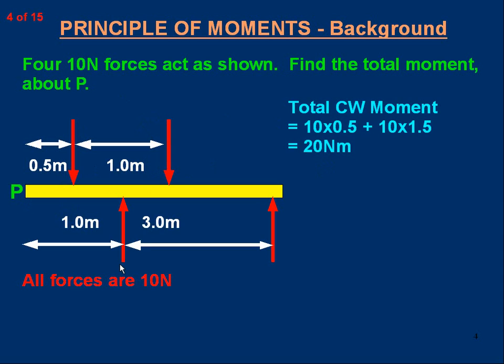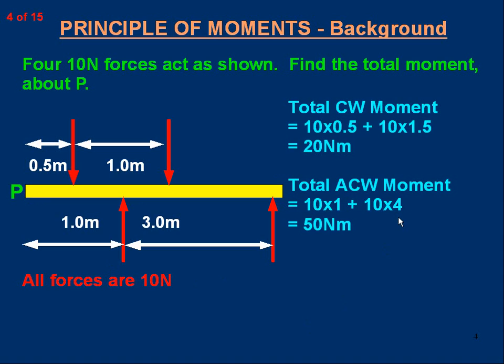The anti-clockwise moments are the lower forces pointing upwards on the diagram. They will have a total anti-clockwise moment of 10 times 1 plus 10 newtons times 4 meters. That's where we get those numbers from, giving 50 newton meters anti-clockwise.